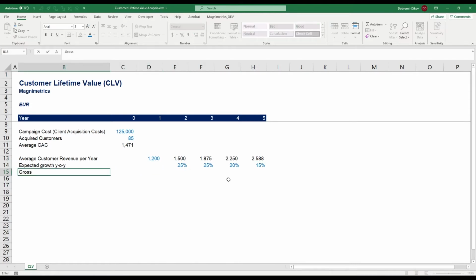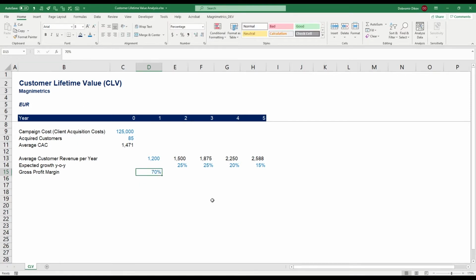The next thing we need is our gross profit margin, and the cost of acquisition is a one-time cost to acquire the customer, but we also have continuing costs serving this customer. So this is the cost to serve, or it can be the cost of goods if we're selling a physical product. So for our particular business, we know that our gross profit margin is at 70%.